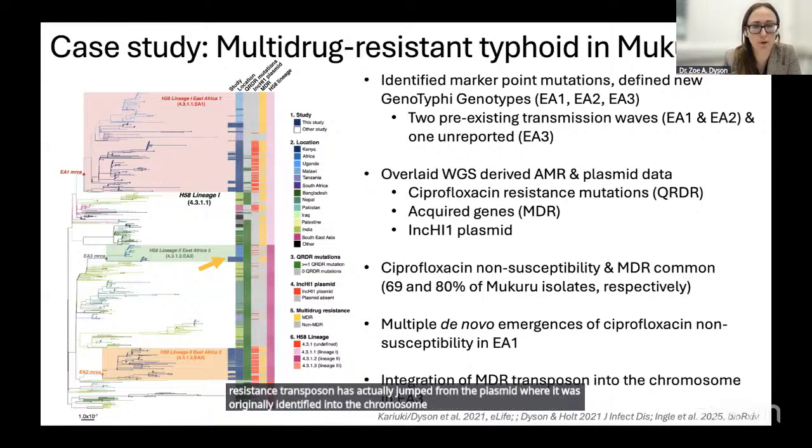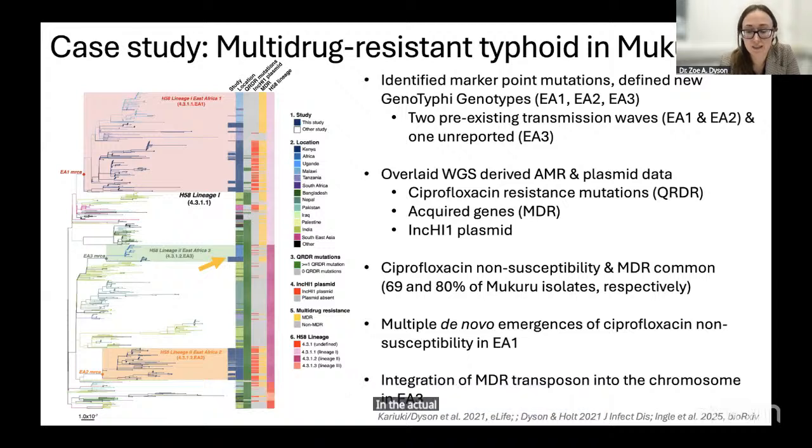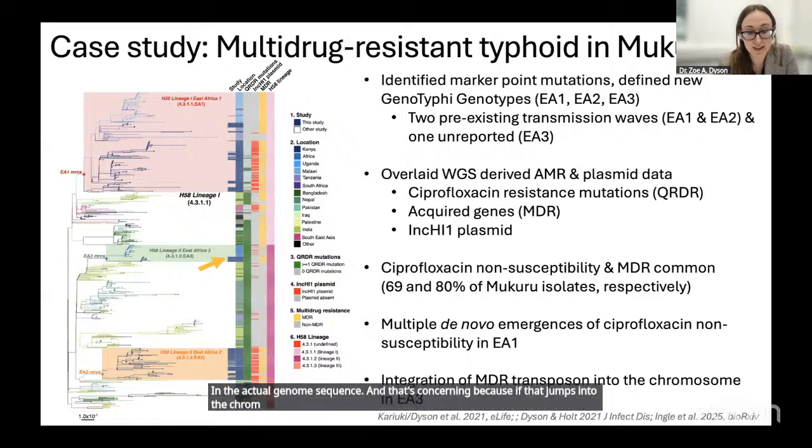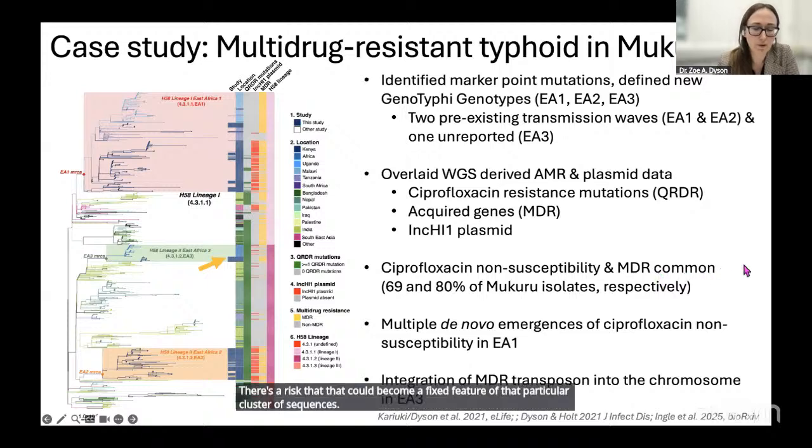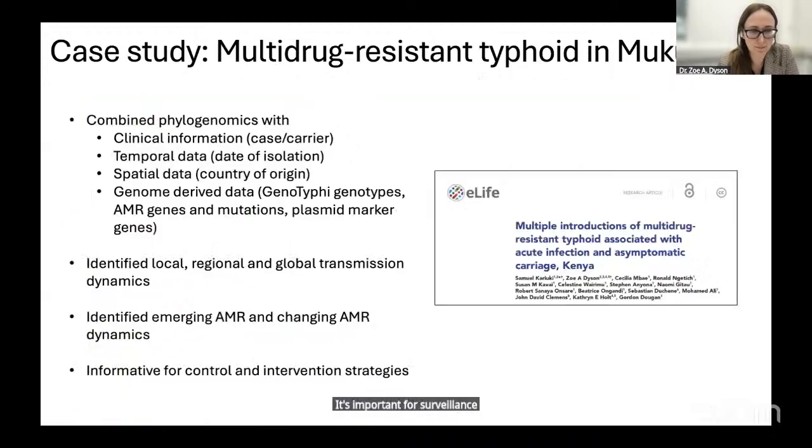And we're able to support this with subsequent studies that we did to confirm that, looking at assemblies and the location of this in the actual genome sequence. And that's concerning because if that jumps into the chromosome and translocates there, there's a risk that could become a fixed feature of that particular cluster of sequences. So it's important for surveillance reasons to understand that.